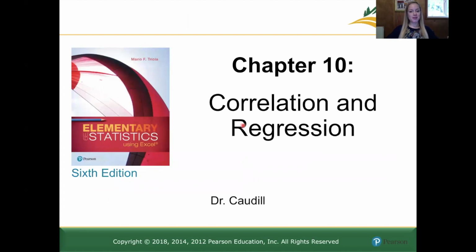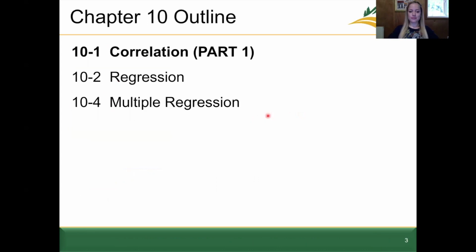Now we are in chapter 10. This is the last chapter we will cover in this course, and chapter 10 is on correlation and regression. Now within chapter 10, we only have 3 sections remaining. We're going to cover 10.1, 10.2, and 10.4.